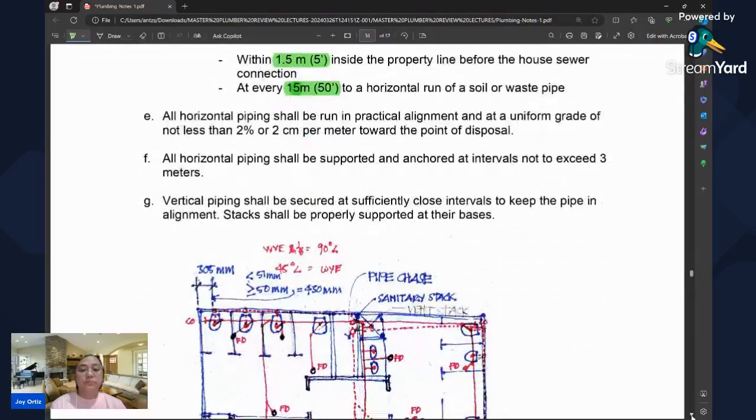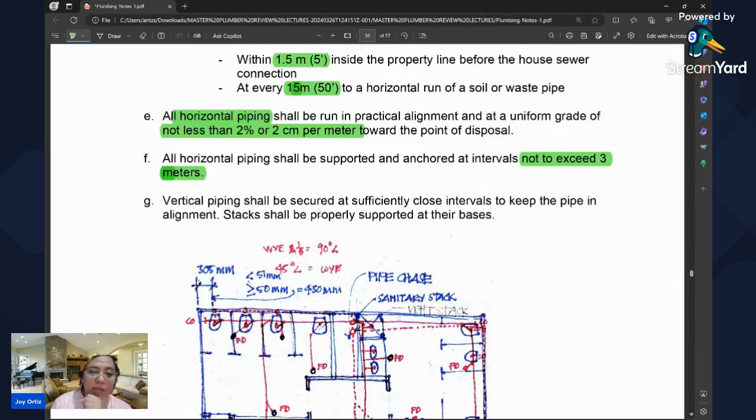Okay. So all horizontal piping shall be run in practical alignment and at a uniform grade of not less than 2% or 2 centimeters per meter toward the point of disposal. All horizontal piping shall be supported and anchored at intervals not to exceed 3 meters. So it should not exceed 3 meters.